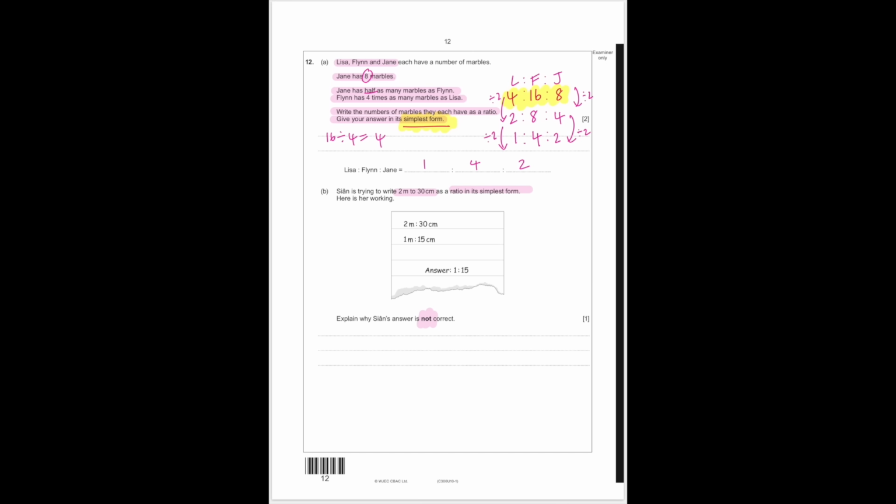So the important thing here is, guys, one measurement is in meters and one measurement is in centimeters. To be able to simplify ratios and work with them, everything has to be in the same units. So you can explain this however you want. I'm going to say exactly what I've just said. Everything should be in the same units before simplifying. There we go.